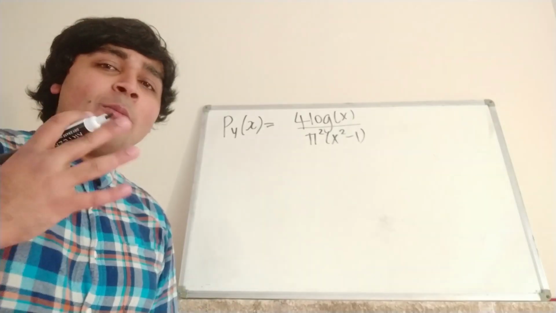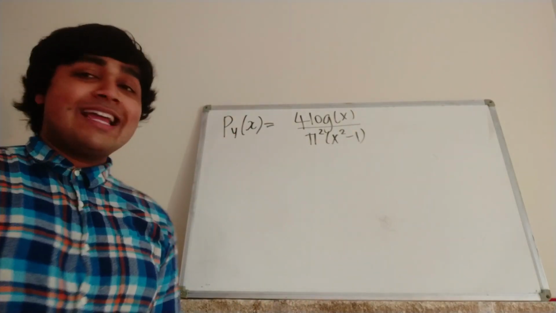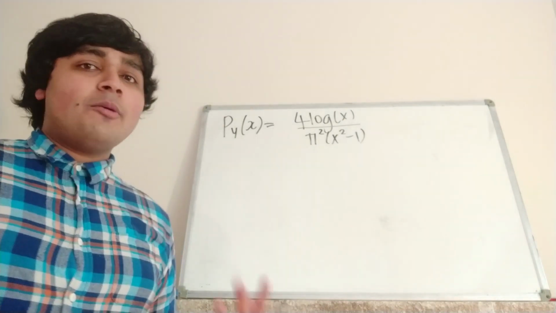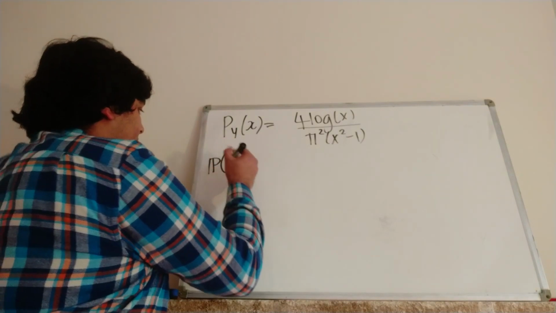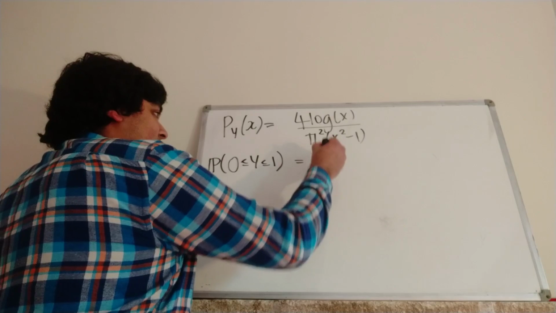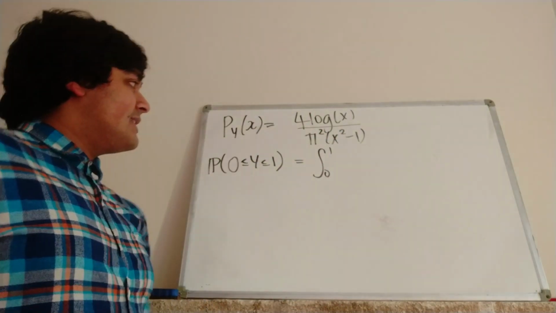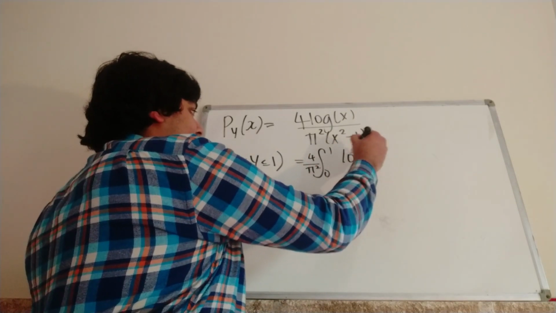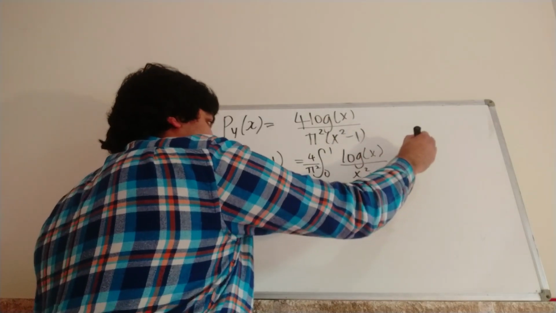Okay, so we've shown that the probability density of y is given by this thing here, so p_y(x) is equal to 4 log x over pi squared times x squared minus 1. What we want to do now is work out the probability that y lies between 0 and 1. So the probability that we have y being between 0 and 1, this guy here is just the integral of the density between 0 and 1. And the density function is just this thing here. So let's strip out the constant, 4 over pi squared times log x, all over x squared minus 1 dx.